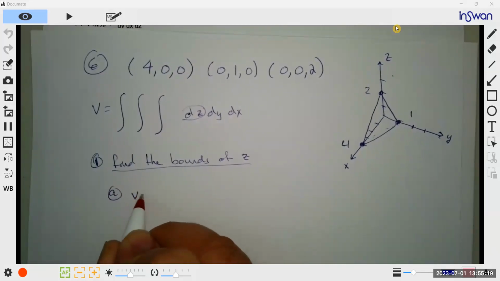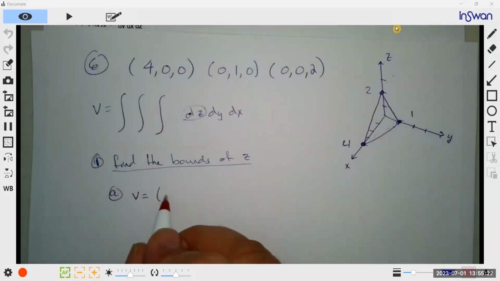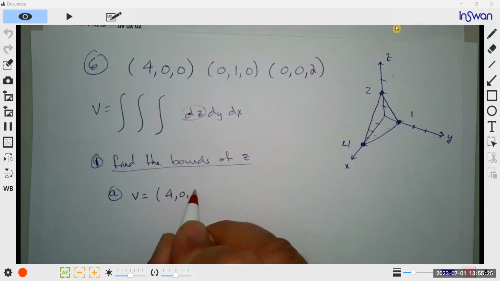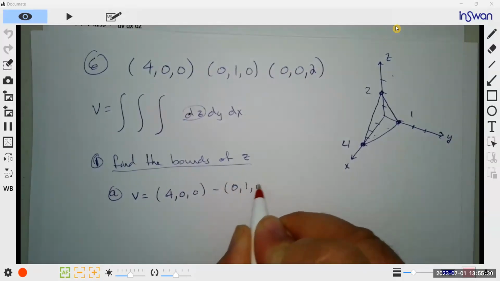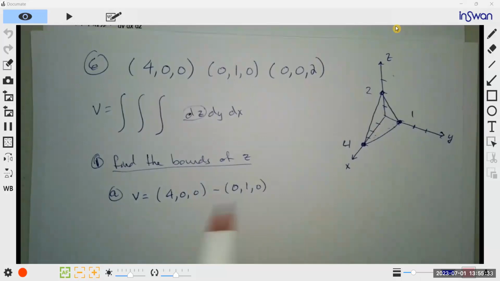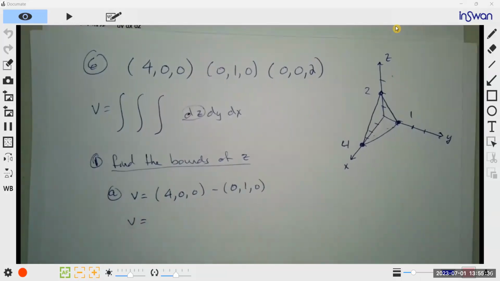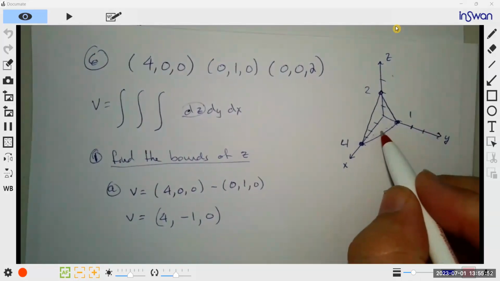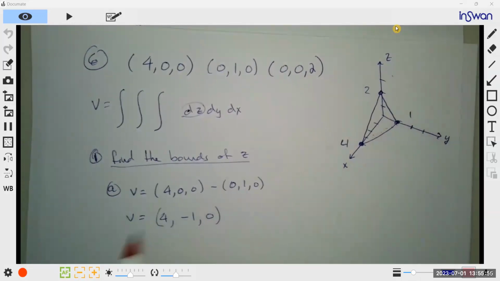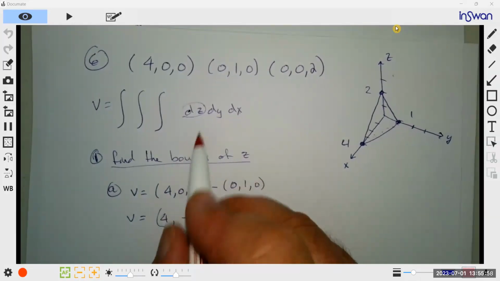So we have to find v. It's made up of 4, 0, 0 minus 0, 1, 0. Because this is the difference of the two we want. 4 minus 0 is 4. 0 minus 1, 0 minus 0. All right. So there's our x with our y.